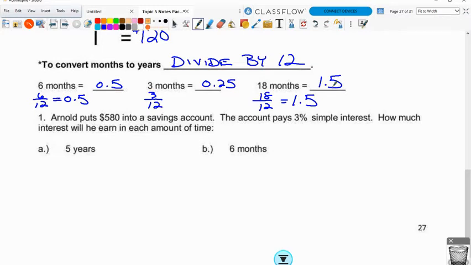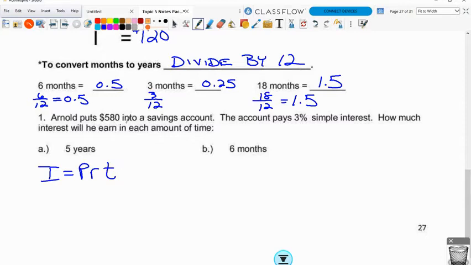In letter A, over 5 years, and in letter B, over 6 months. We're going to calculate how much interest Arnold would earn in each time period. Okay, so let's start with A, the 5-year time. We're going to need our equation, which says I equals PRT, interest equals principal times rate times time.